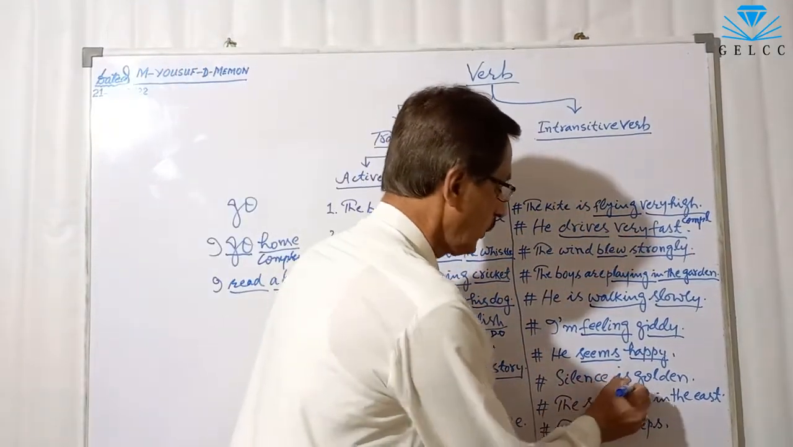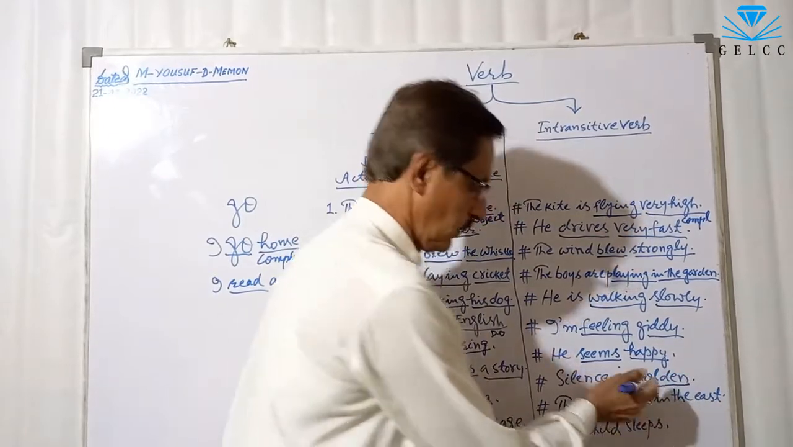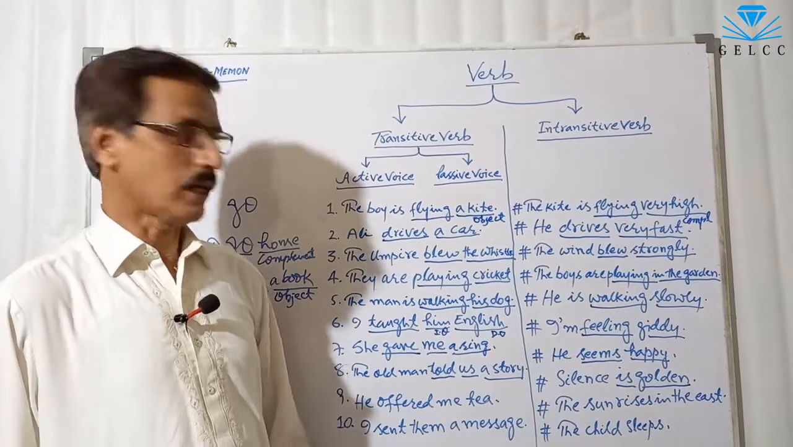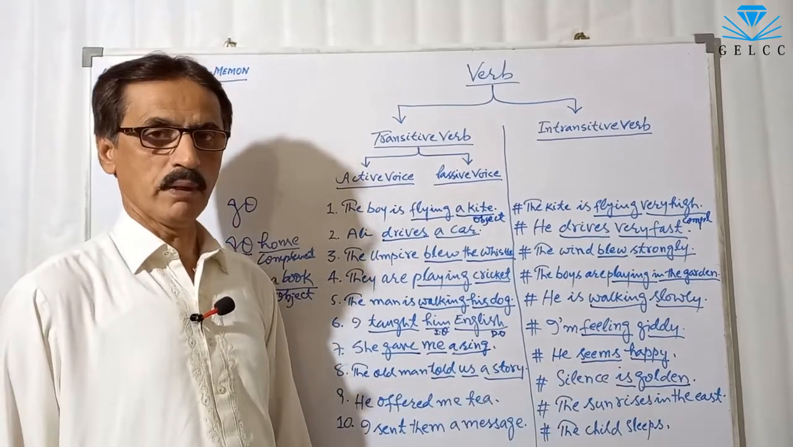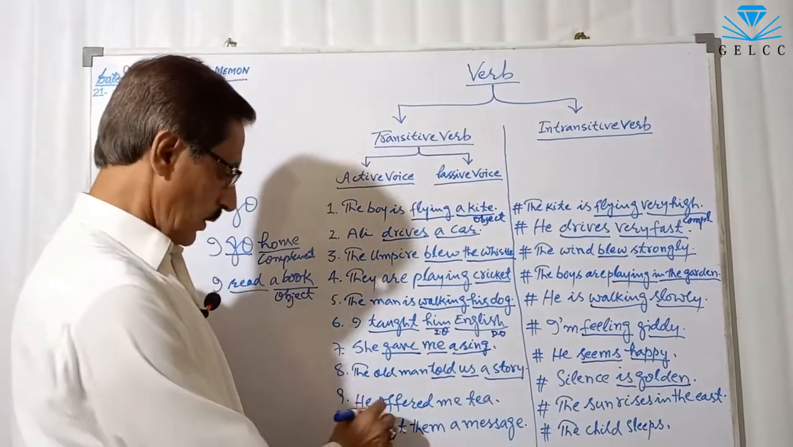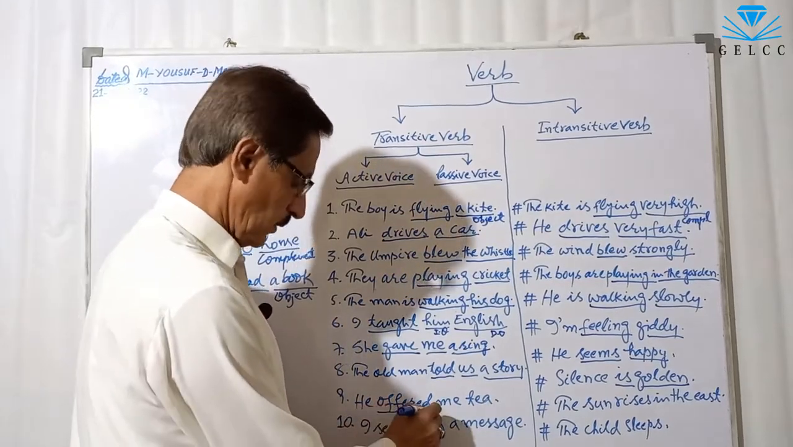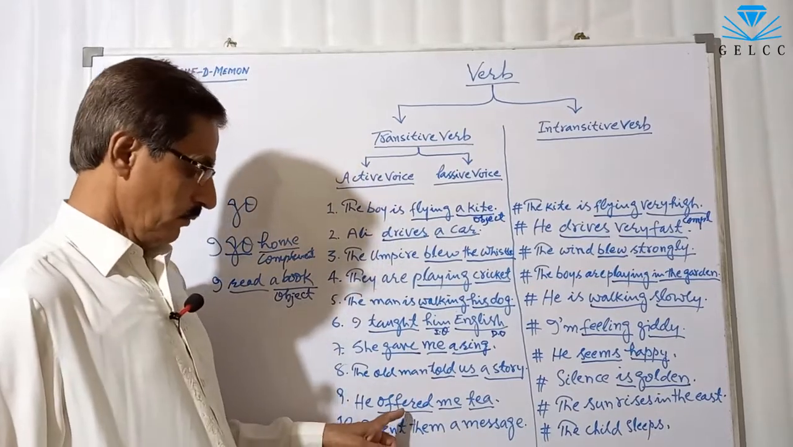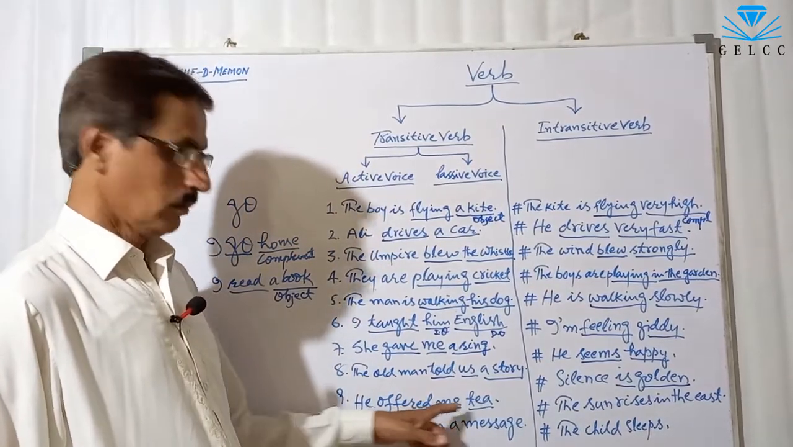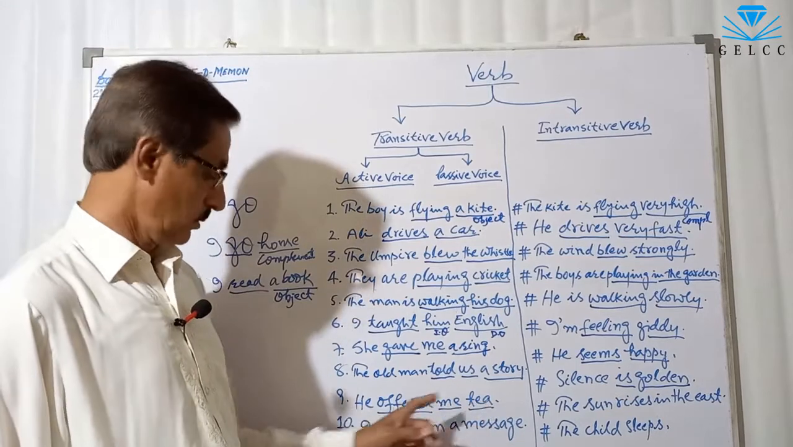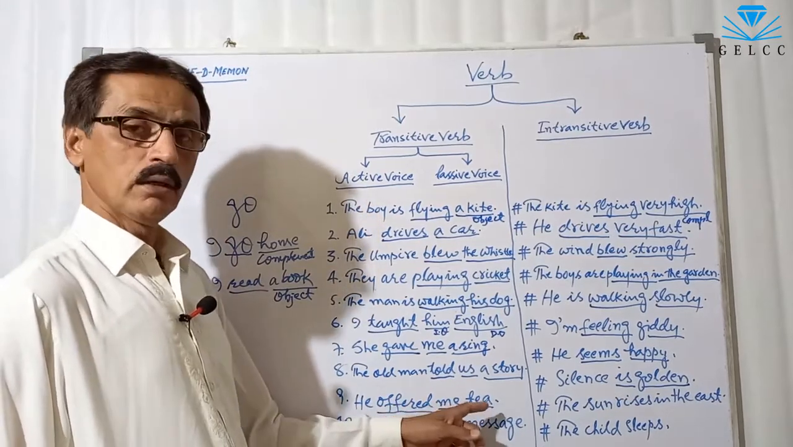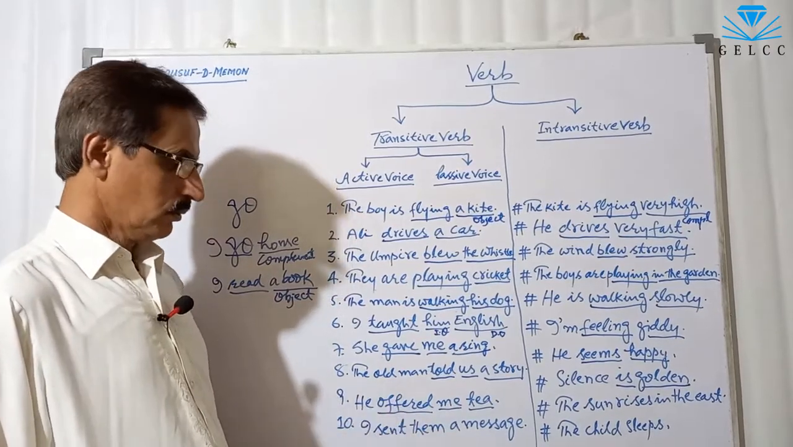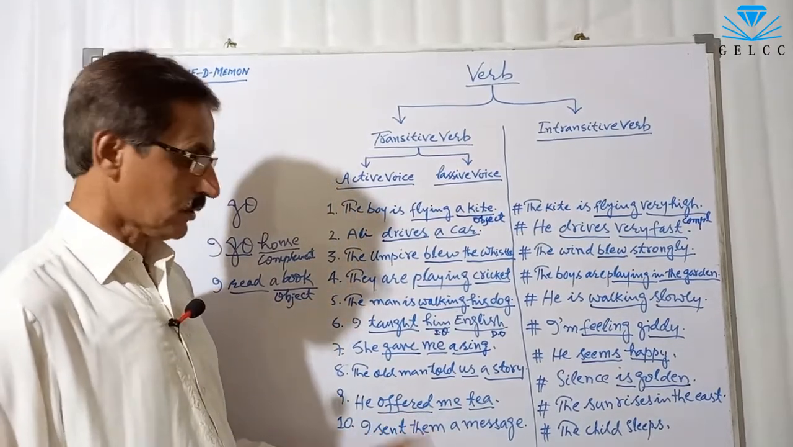Silence is golden. The to be verbs are am, is, are. They are intransitive because they require a complement. He offered me tea. What did he offer? Tea. Tea is the direct object. Whom did he offer tea? Me. Indirect object. So the verb offered is a transitive verb.